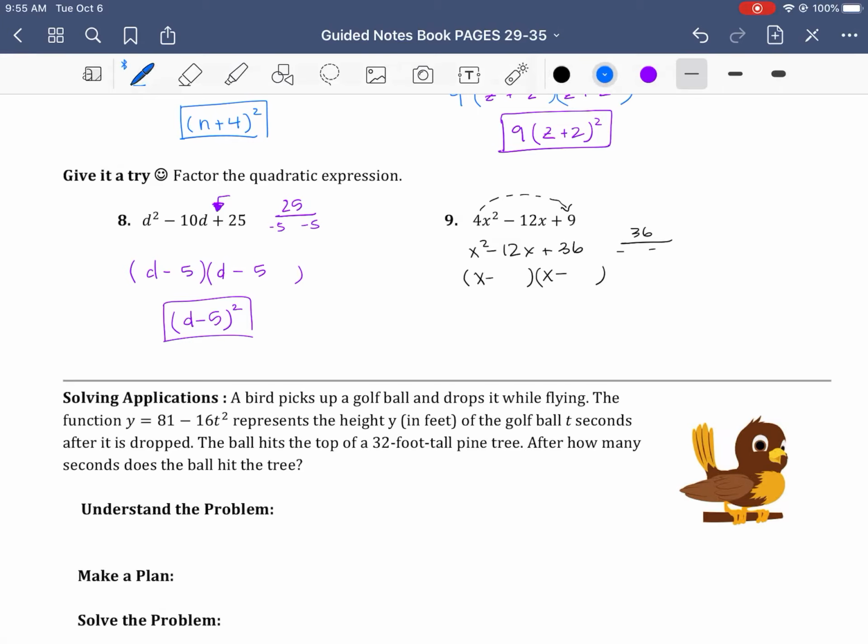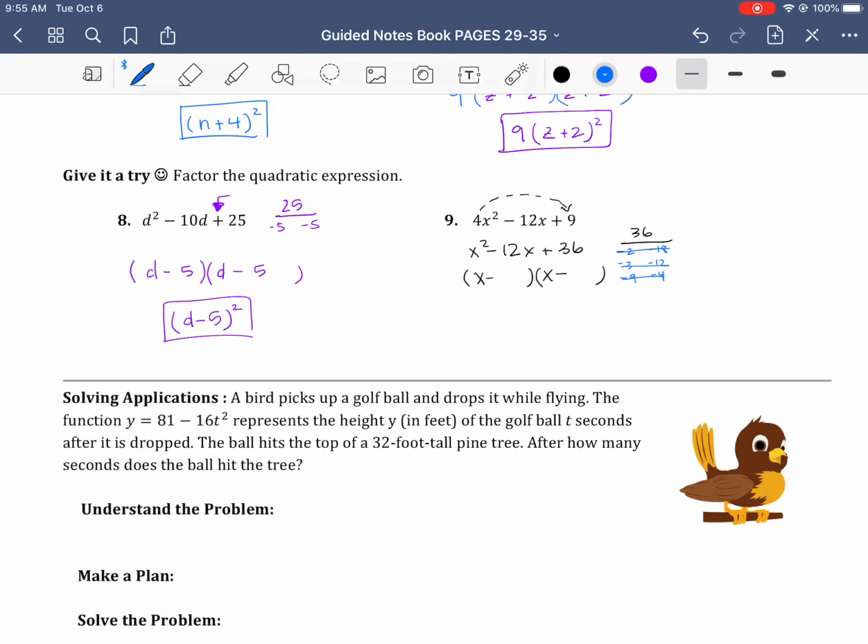So we're thinking, let's see, I guess we can just list them. 2 and 18, that adds to 20. Negative 3 and negative 12, nope. Negative 9 and negative 4 adds to 13.